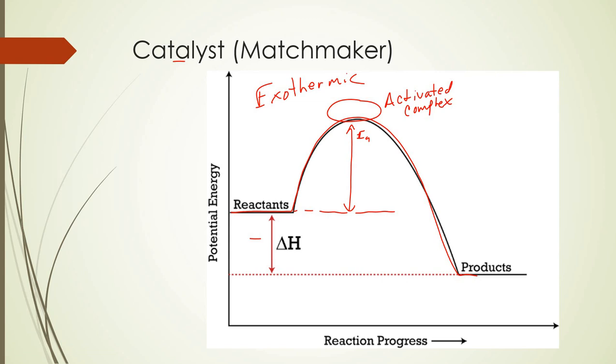What would a catalyst look like? Lower, anything lower. You can put anything in here that's a lower curve. I could do a wiggly one, something like that. Anything that's below the original, that's a catalyst. What a catalyst does is lower the activation energy. So just remember, it lowers activation energy.